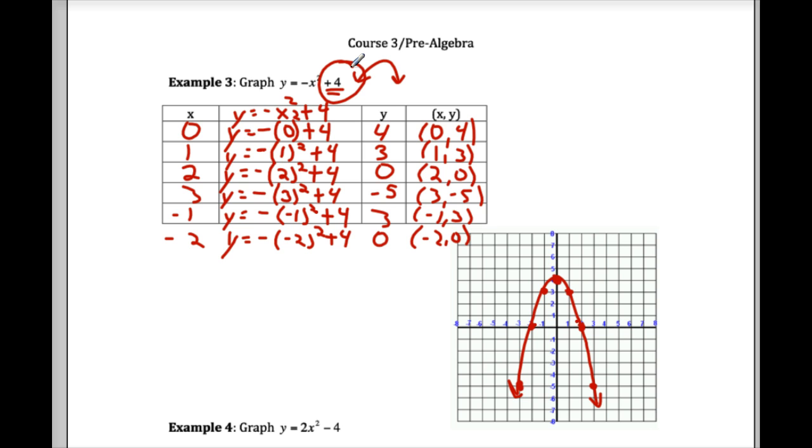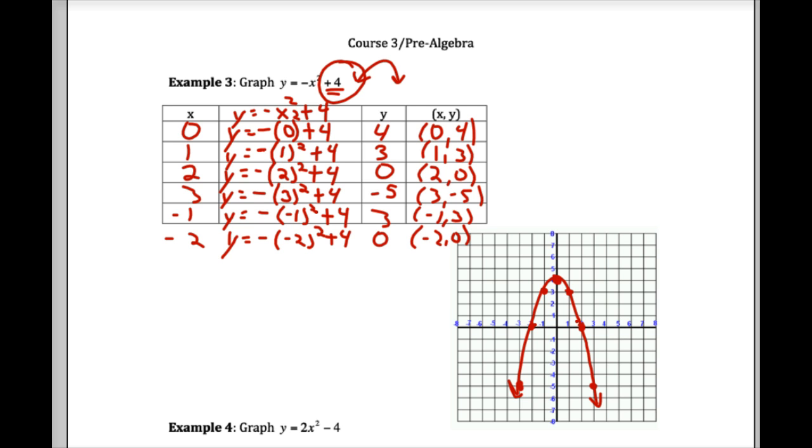How did the +4 affect the parabola? What did it make the parabola do? Go up. How many? 4. It went up 4 without any work. Guess what this next one's going to do? -4. It's going to go down 4.